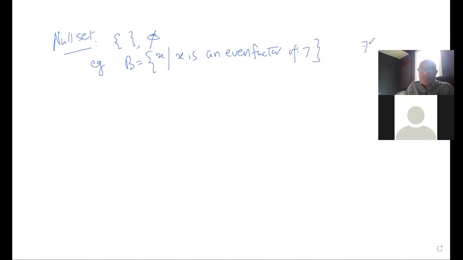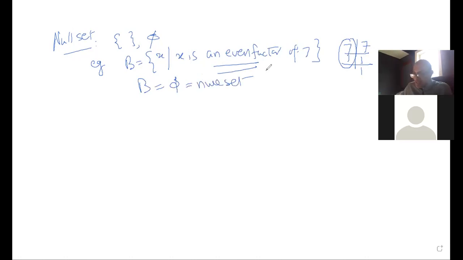Now, how many factors of 7 are there? 7 ones are 7. Am I right? So that is only 7 and 1. These are the only two factors of 7. But it says that x is an even factor of 7. Is it possible to get an even number out of these two? No, it's not possible. That means my set B is equal to the empty set. There is no element, so it is the null set. That's what we mean by the null set.